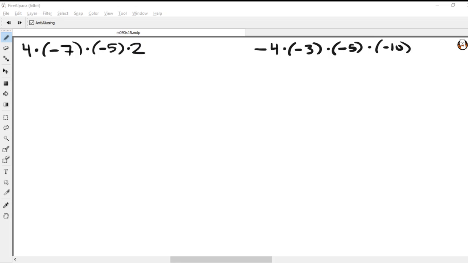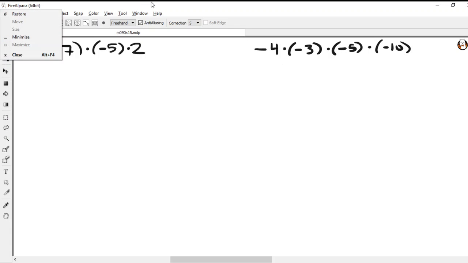I wanted to take a look at some of the homework problems from section 1.5. And this is the multiplication section. We're going to start with two multiplication problems, and these are all about multiplying when we have signs. So we're going to start off over here with 4 times a negative 7 times negative 5 times 2.